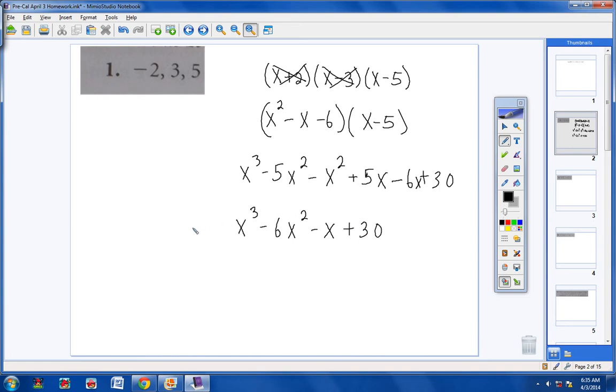And then I'm going to check my answer with the book, because these problems definitely lend themselves to little mistakes, and it looks like we got it right. So there we go. We wrote a polynomial function of third degree that has these zeros. All right, let's move on to number 5.